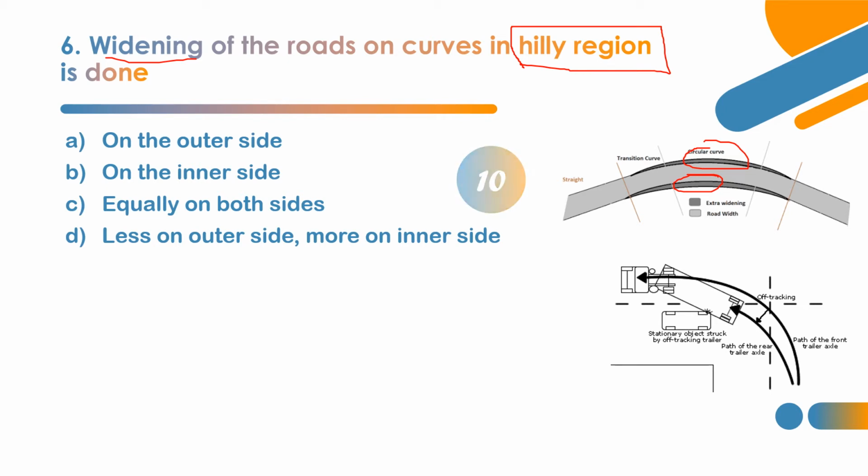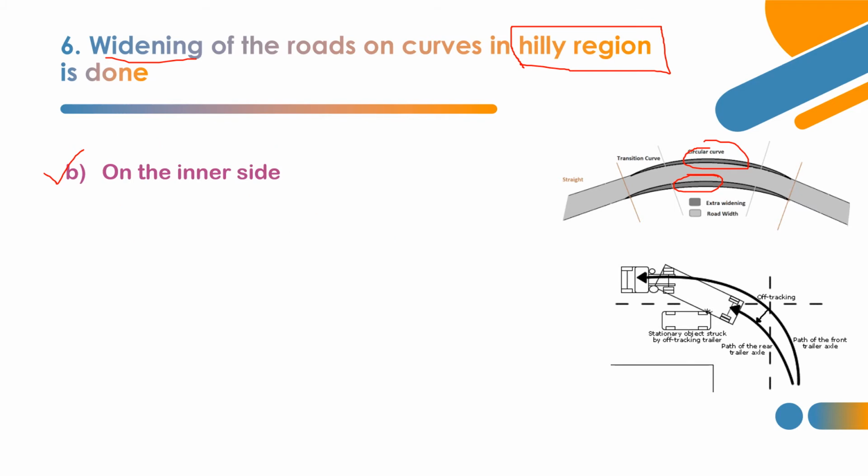So what is the correct side or correct construction of widening of the roads? Whether it will be widening on the outer side only or inner side only, or equally on both the sides, or less on outside and more on inner side. In hilly region, that's the main thing. So in hilly region, widening of roads is done on the inner side only, not on the outer side, or equally. Only in plain regions, both the sides are done.